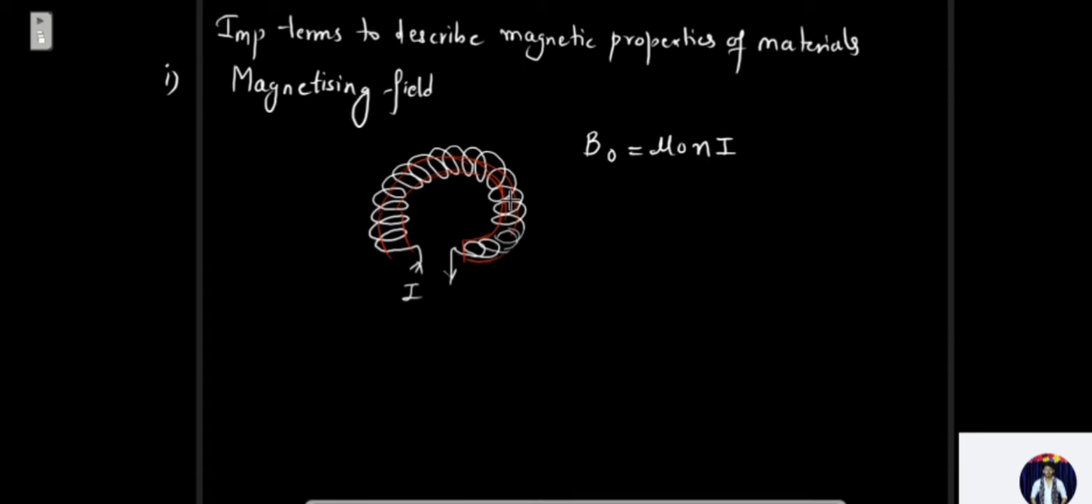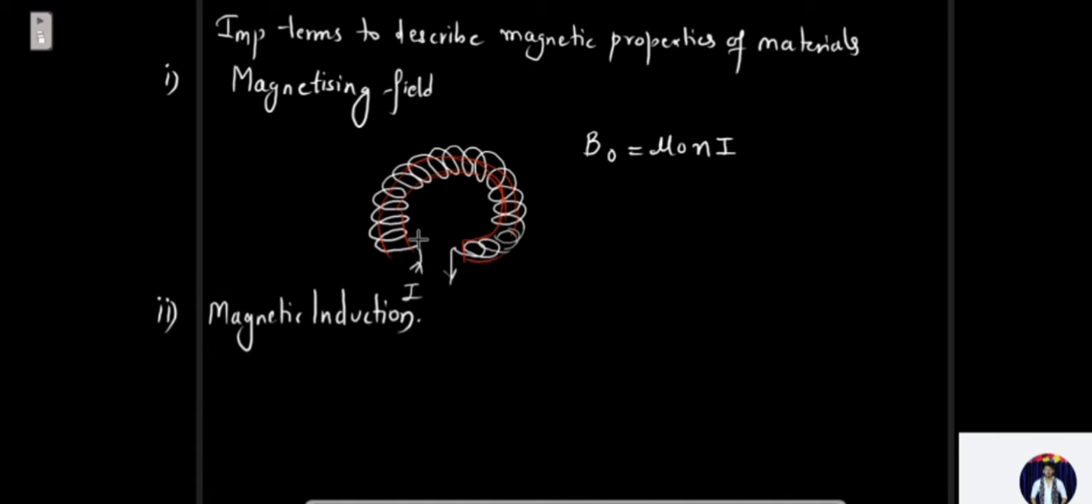The second term which we saw was magnetic induction. So one is this magnetizing field which is generated. Now supposing we again consider a toroidal solenoid, and we will consider that this toroidal solenoid is wound over a magnetic material. So under the influence of this magnetizing field B naught, what would happen? Magnetic moments will be generated.